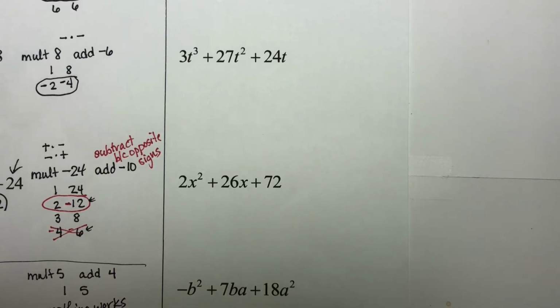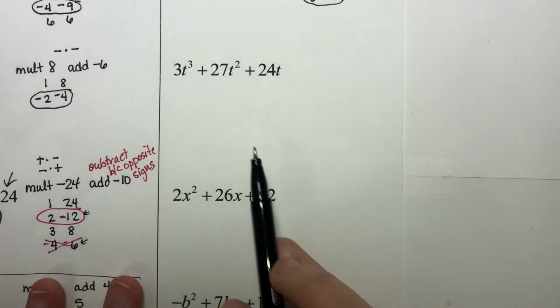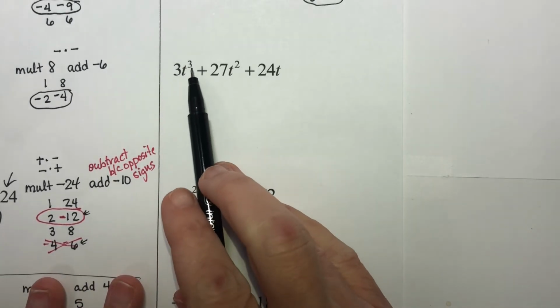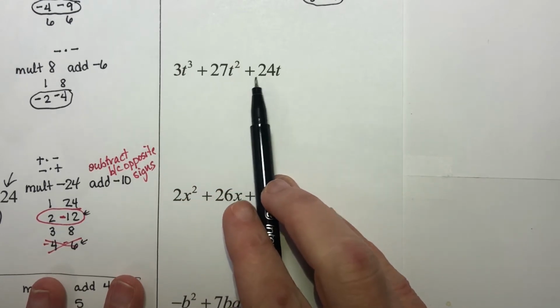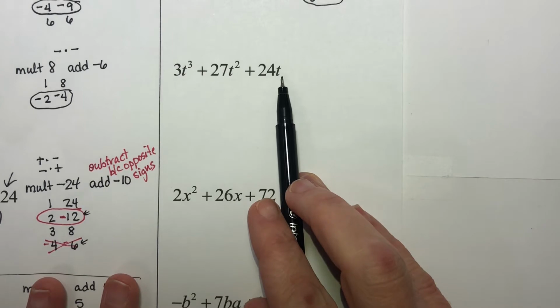This is section 6.2, part 5. We're at our hardest problems here. Okay, so I want to factor 3t cubed plus 27t squared plus 24t.